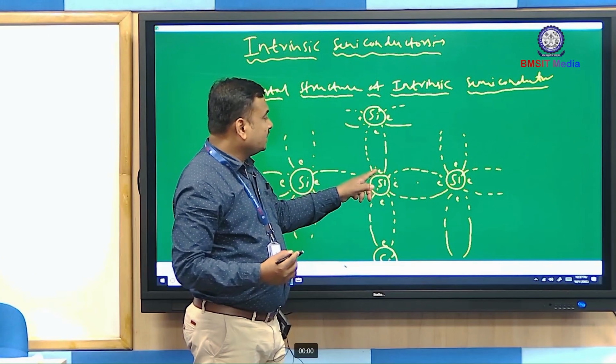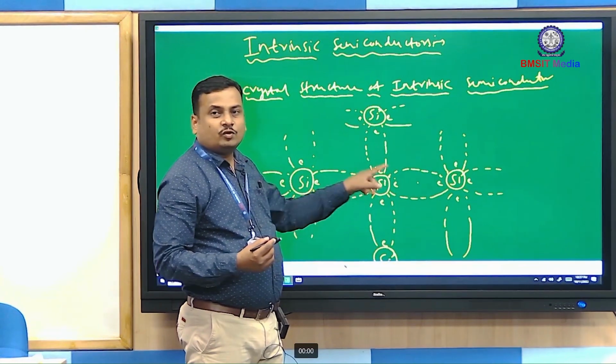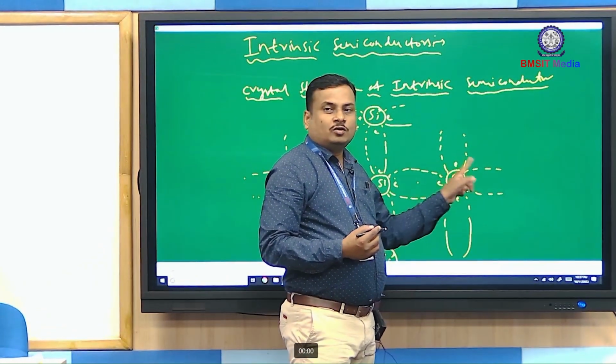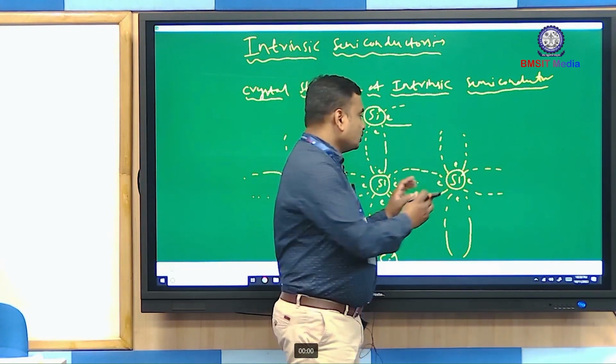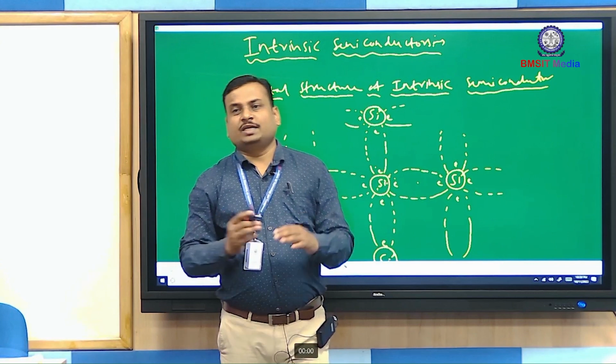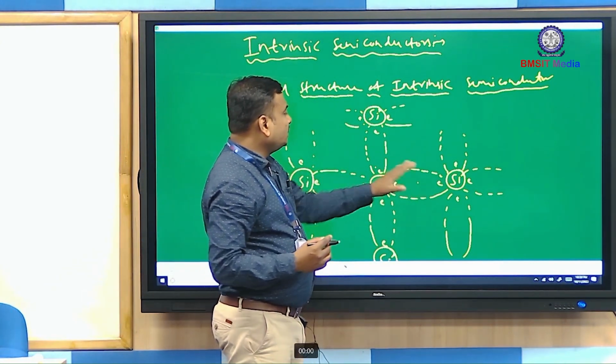Right. So these are the electrons in the outermost orbit. Silicon consists of 4 electrons in the outermost orbit. Similarly, this atom has 4 electrons in the outermost orbit. So they will be forming this covalent bond with the neighboring atom by sharing the electron. This concept we call a covalent bond.